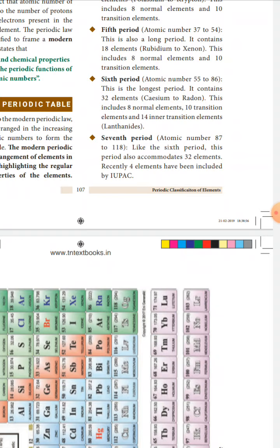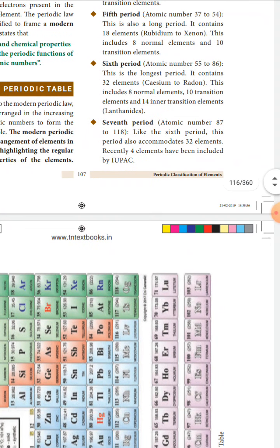So there are totally 32 elements, and 14 inner transition elements, which are from lanthanum to lutetium. They possess similarity in their physical and chemical properties, so mostly these 14 elements are kept below the periodic table. So they are called inner transition elements, lanthanum to lutetium. These 14 elements have similarity in their properties.